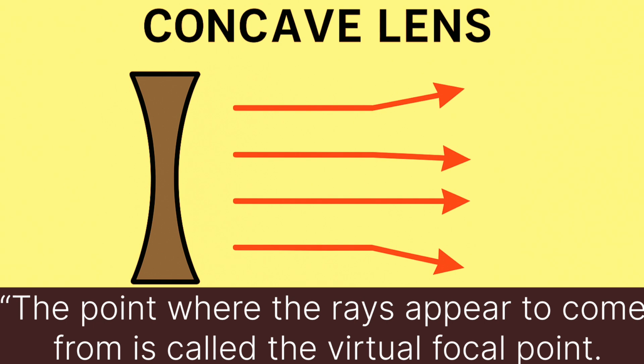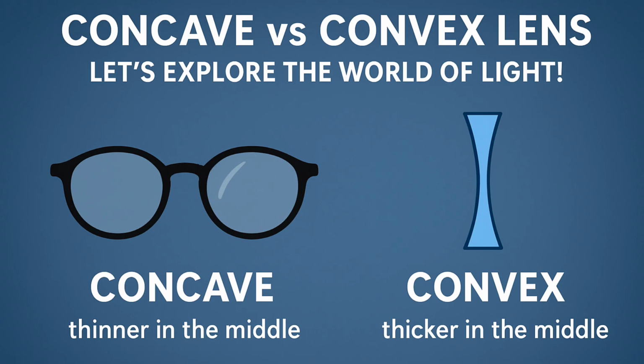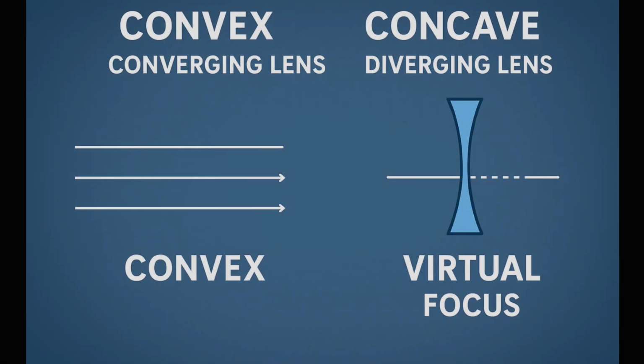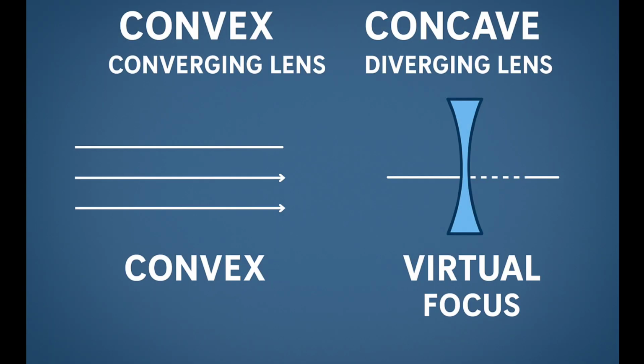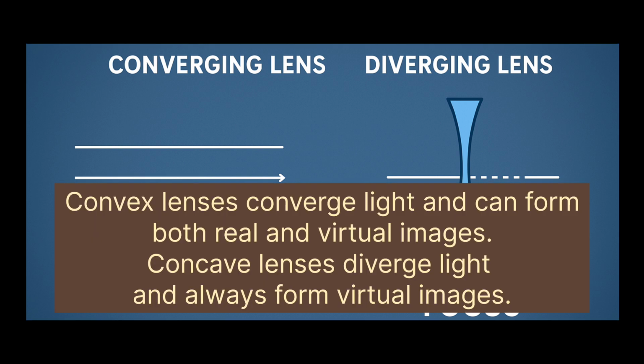The four parallel lines we can observe towards the concave lens. The concave lens we can observe is thinner in the middle, whereas the convex lens is thicker in the middle. There are four parallel lines we can see in the converging type, and the concave lens is a diverging lens. We can see the virtual focus.